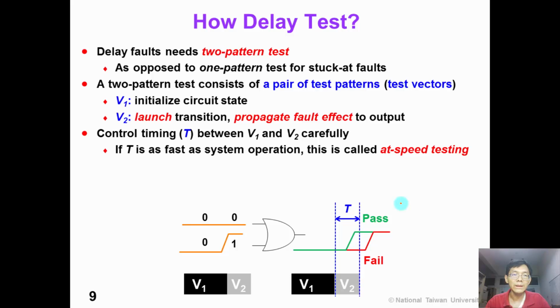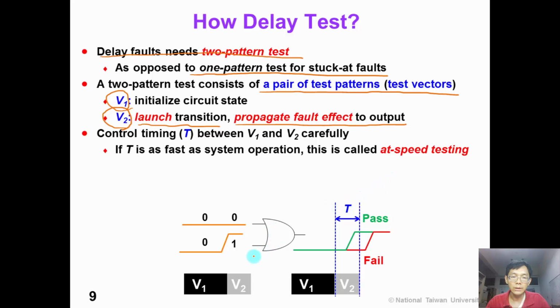So how do we perform delay tests? To perform delay tests, we need two-pattern tests. This is different from stuck-at faults, which only need one pattern test. In a two-pattern test, we have a pair of test patterns, or test vectors. In the first test vector V1, we initialize the circuit state. In the second vector V2, we launch a transition and we propagate the fault effect to the output.